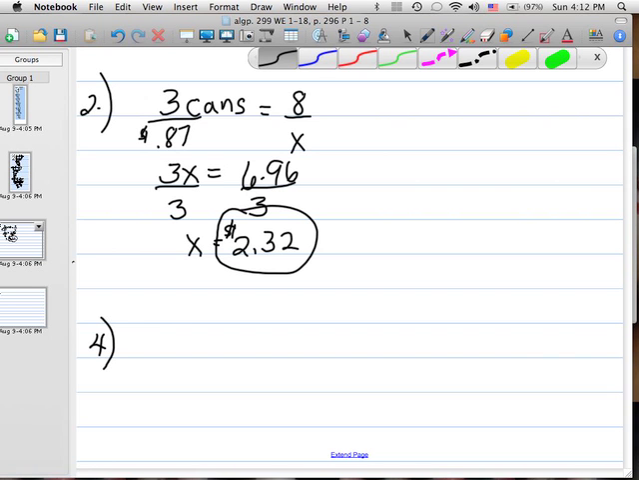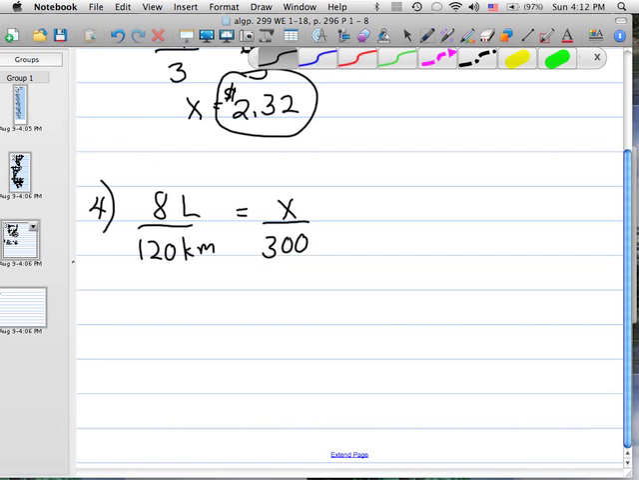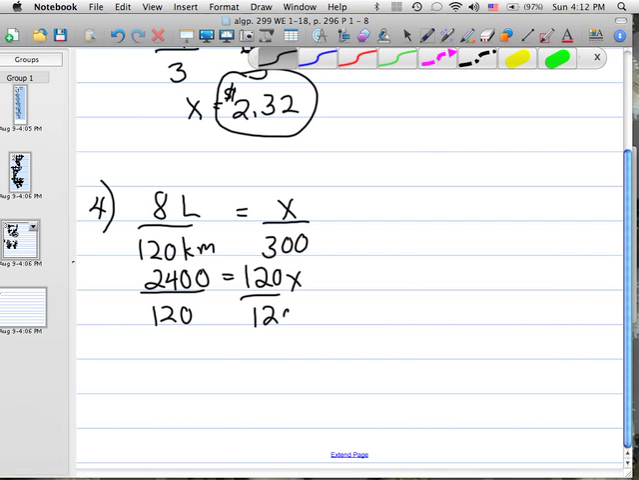Problem number 4. A truck uses 8 liters of gasoline to go 120 kilometers. So we'll put the 8 liters over the 120 kilometers, the distance. How much gasoline, so we're missing the gasoline, the x will be on top, will it use to go 300 kilometers? Cross products, 8 times 300 is 2400, equals 120x. Divide by 120, and 12 goes into 240 20 times, and 12 goes into 12 once, so we'll need 20 liters.